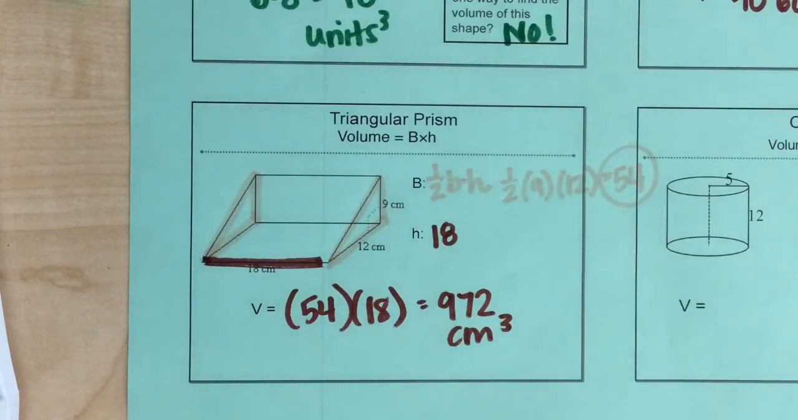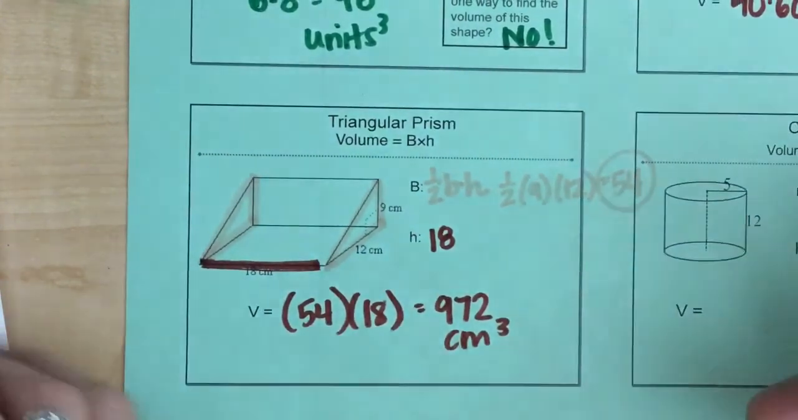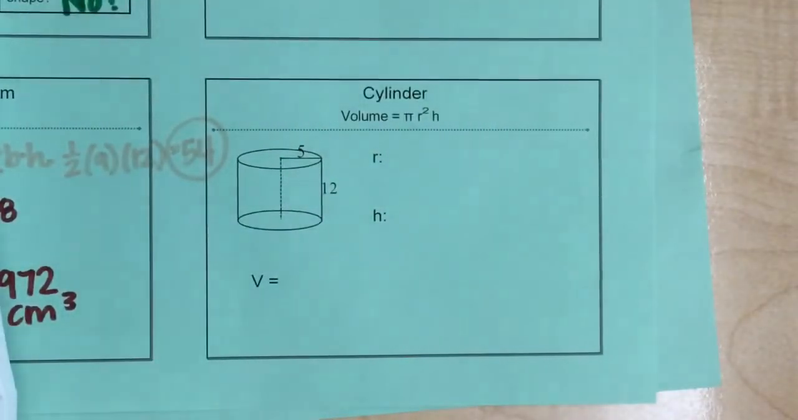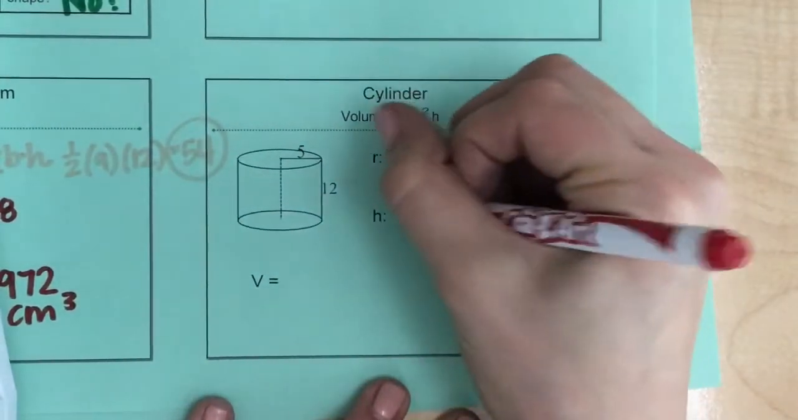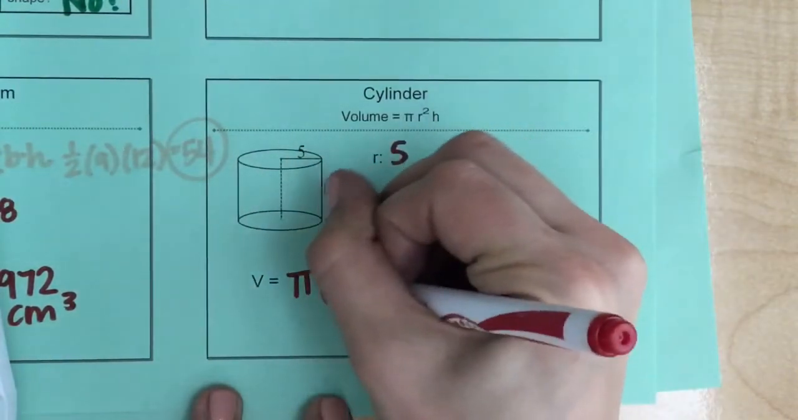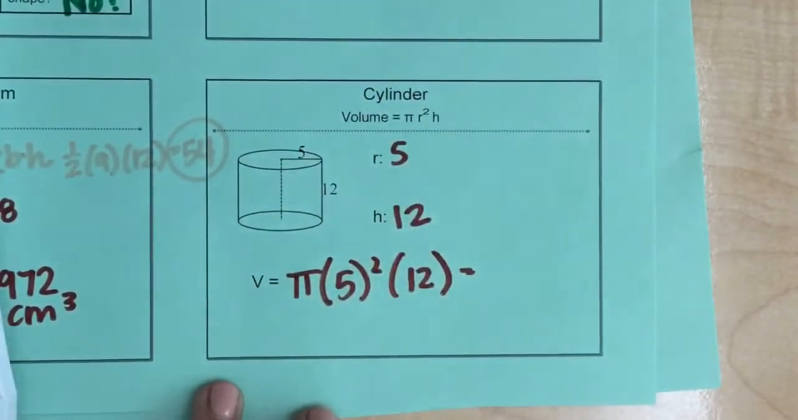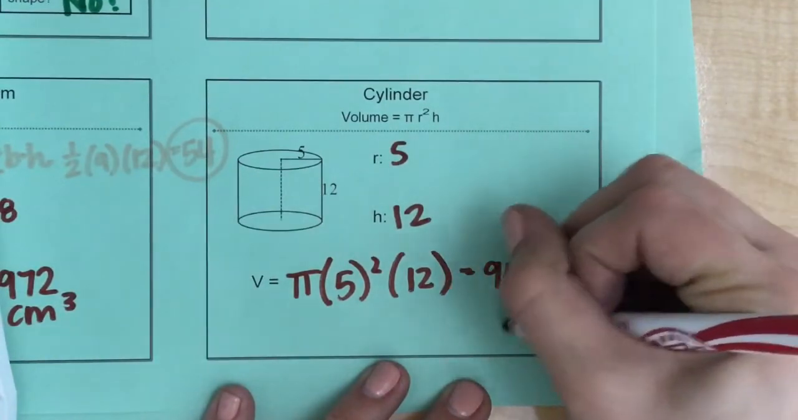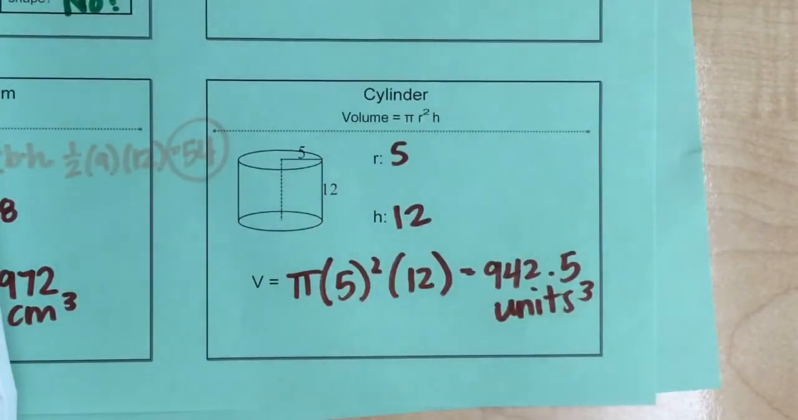Now the last one I think you're really gonna like because it's a lot easier is a cylinder. A cylinder has its own formula. We're getting away from that prism formula. Our cylinder is right here. The volume of a cylinder is pi r squared h. It's very simple to find the r. It's very simple to find the h. From this picture, you can see my r is 5, my h is 12, radius of 5, height of 12. So all I need to do is plug it in. Pi times 5 squared times 12. If you put it in your calculator correctly, you should get about 942.5 units cubed.